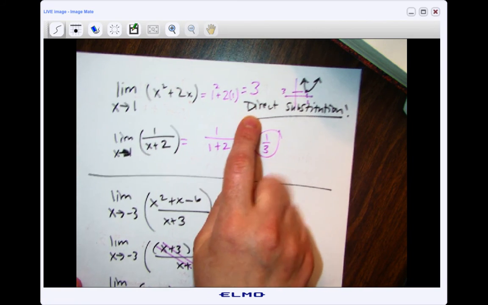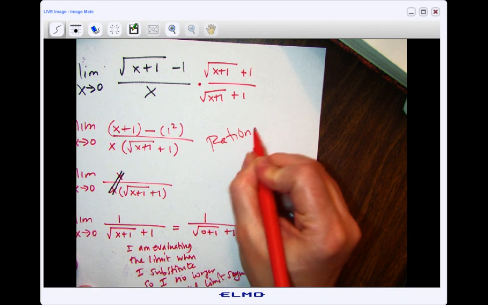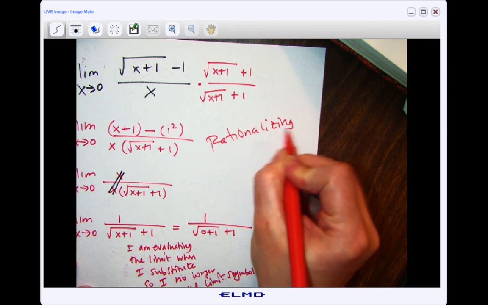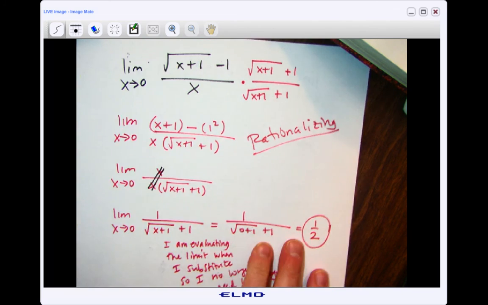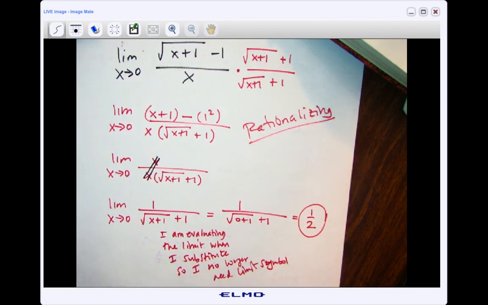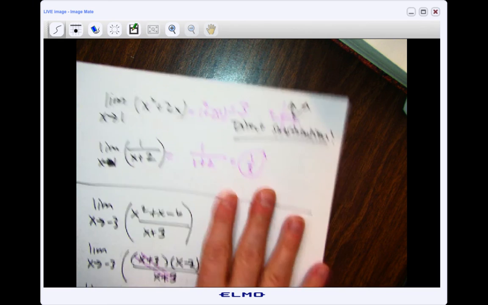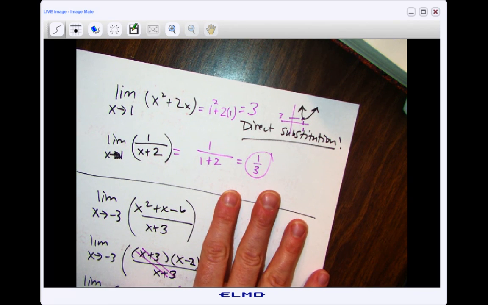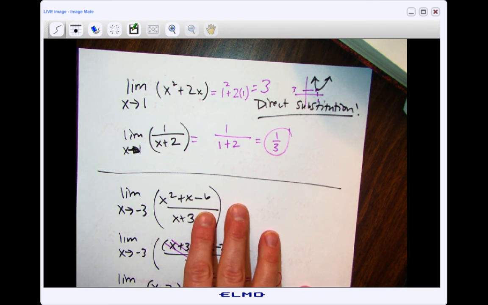So this video we did direct substitution, and I'm going to call this one rationalizing, because that's what we basically did. We used the same steps as we would if we were rationalizing. But remember, what are we always just trying to do? We're always trying to get it so we can do direct substitution. And if we can't do direct substitution, then that means that we have to find some other method, or the limit does not exist.